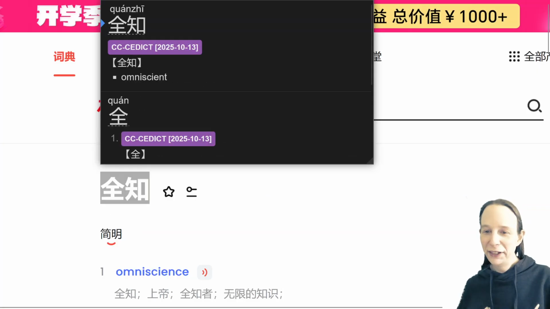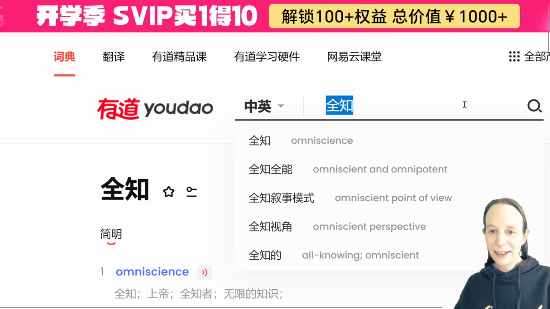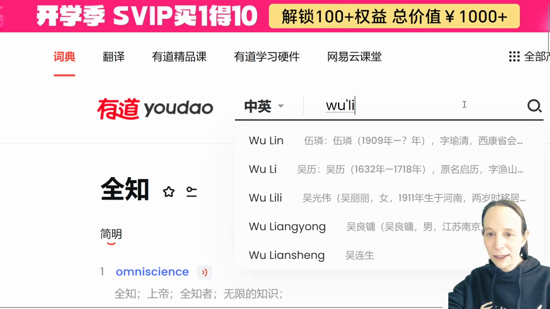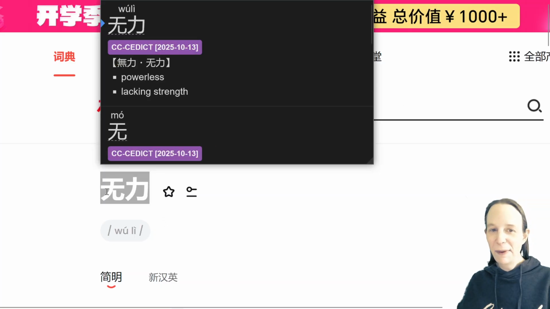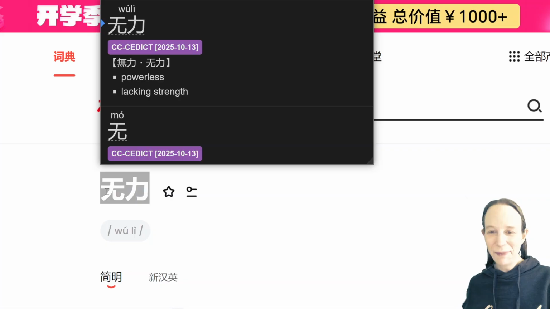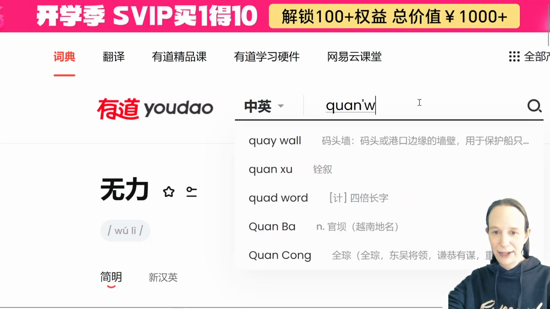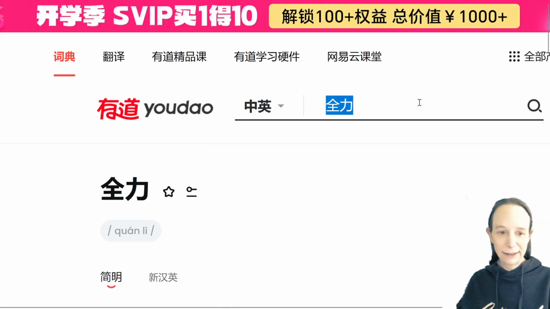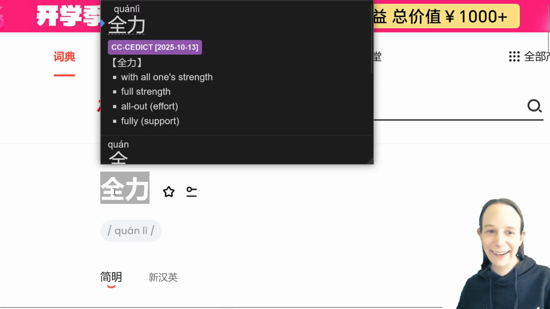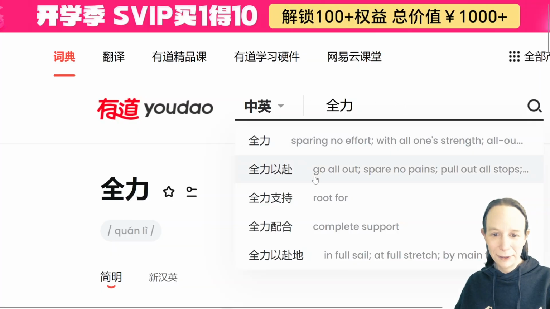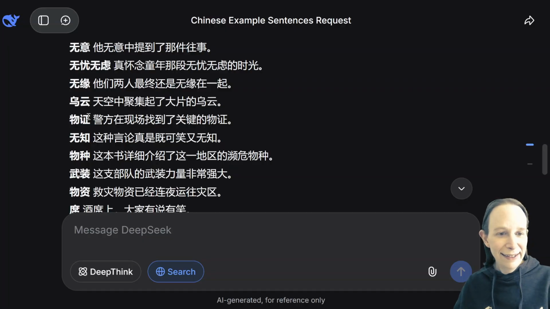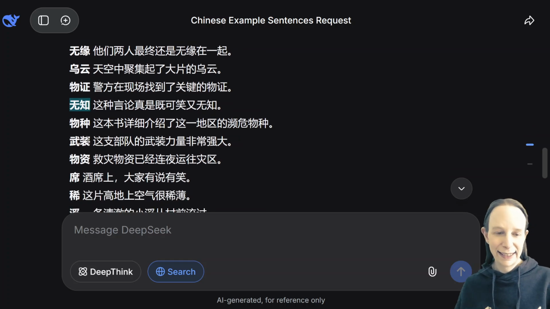Yeah, 全知, all knowing. There's a lot of 无力, the lack of energy, lack of power, equals powerless. And this one, 全力. This sort of thing. Anyway, 无知, ignorance.